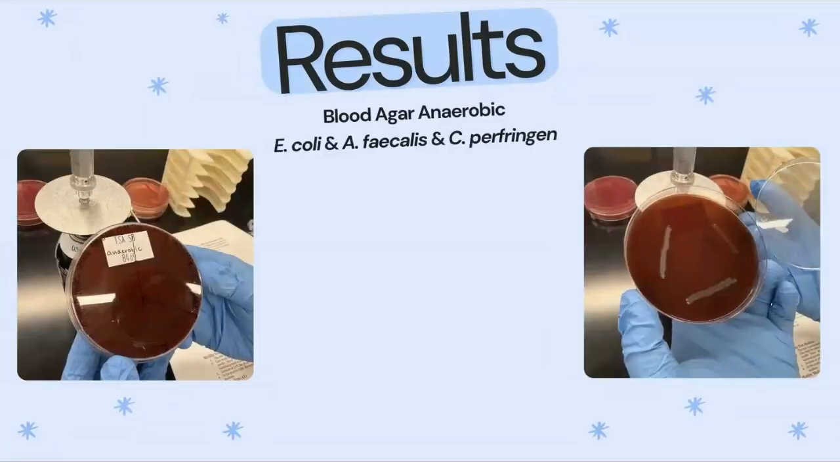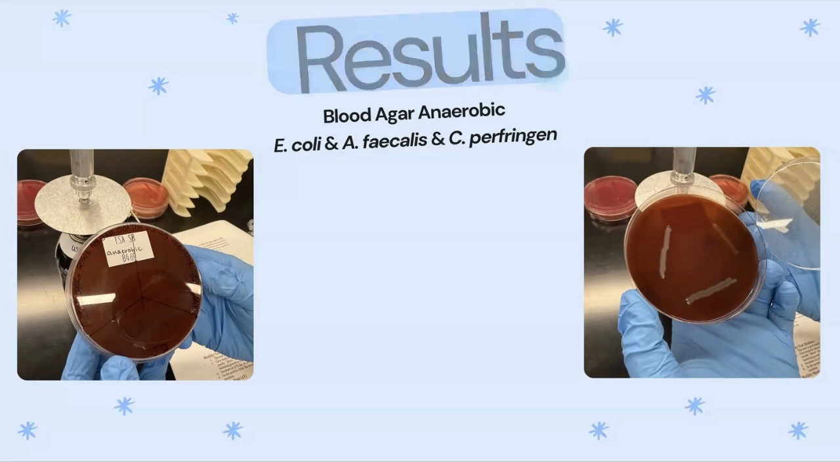The blood agar anaerobic results are pictured below for E. coli, A. facilis, and C. perfringens. All of them did experience a linear, thin type of growth. However, you can see that there is a slight difference in the color hues, as two of them appear more white, and the one on the right, which is the C. perfringens, is actually more of a yellow hue.